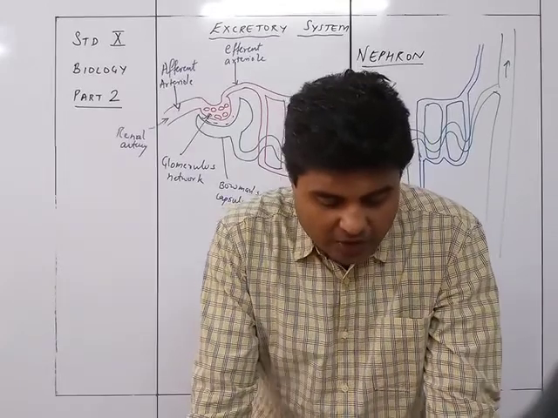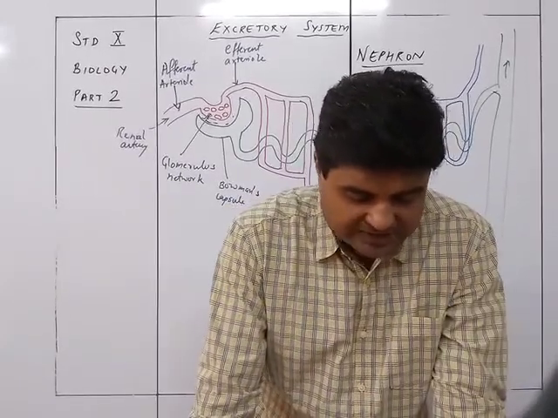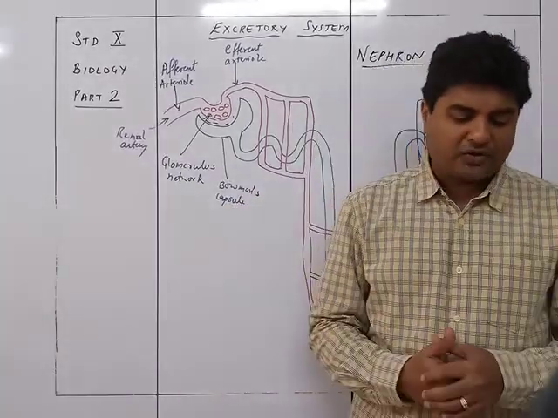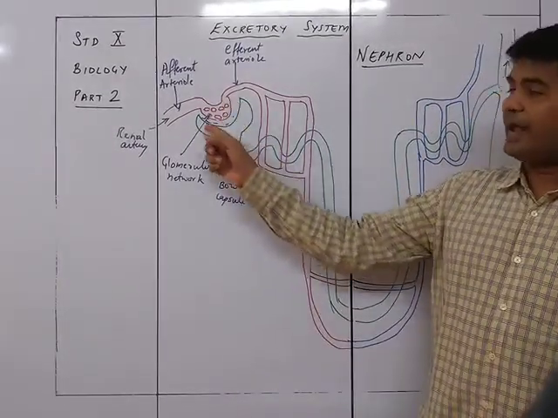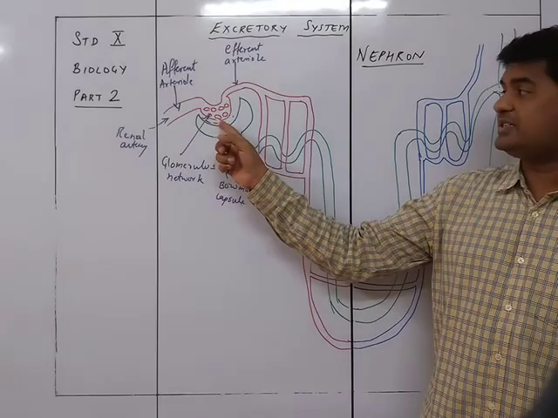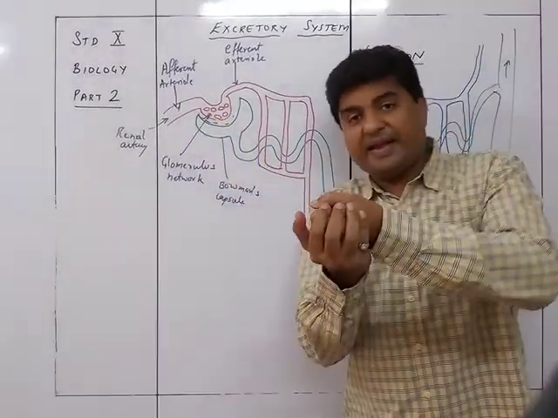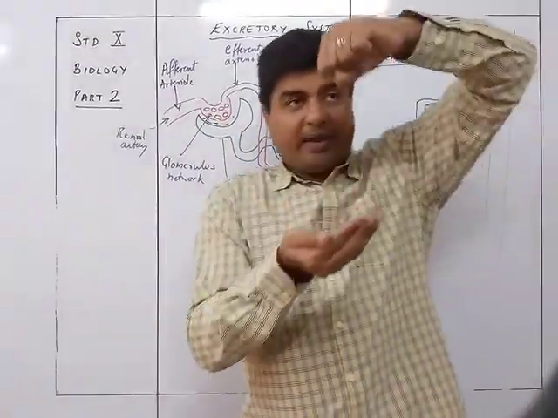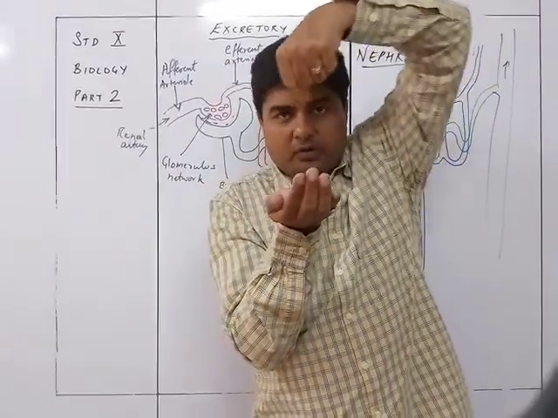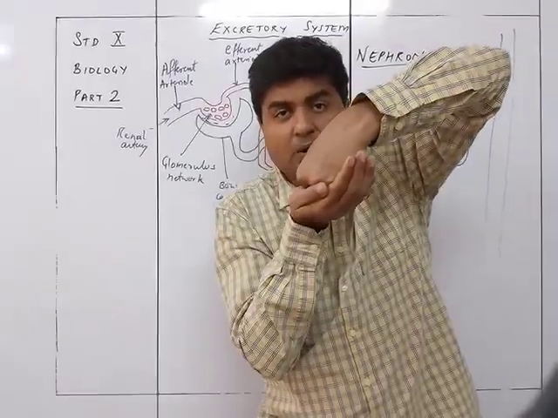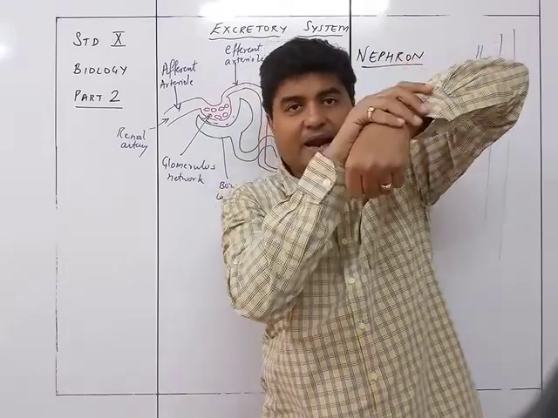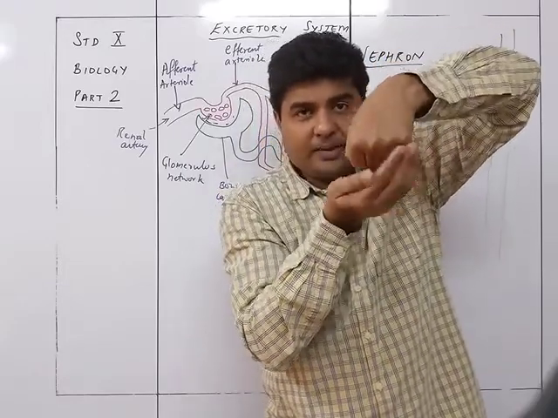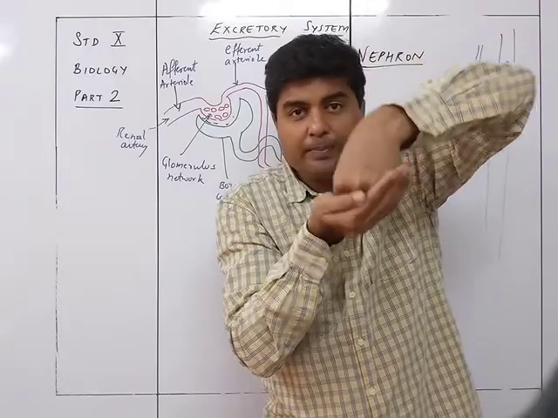The outer concavity of the cup lodges a knot-like mass of blood capillaries called glomerulus. So this is a knot-like structure, which is the glomerulus, which is placed on the Bowman's capsule. This is the glomerulus and this is the Bowman's capsule. So this Bowman's capsule is lying here like this. This is the artery, the renal artery, and from here the glomerulus filtrate. This is the glomerulus and this is the Bowman's capsule.